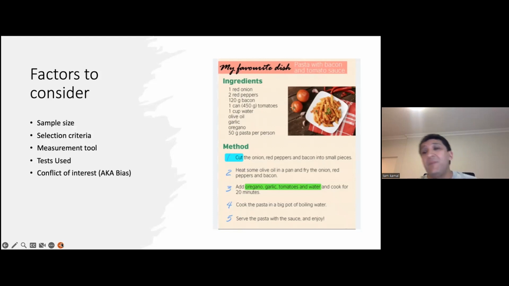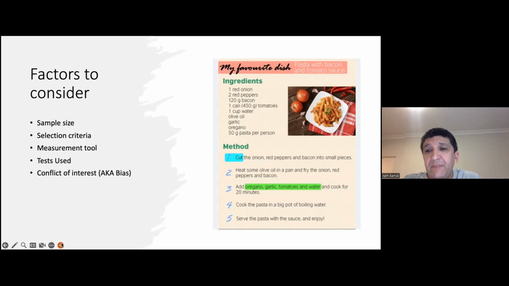Okay, you look at the measurement tools. When you're making a study, you say, I'm going to assess the outcome of the study based on this: how long people survive, for instance, or how long the implants survive. How did you test this? And the most important thing you look for is any conflict of interest, also known as bias.